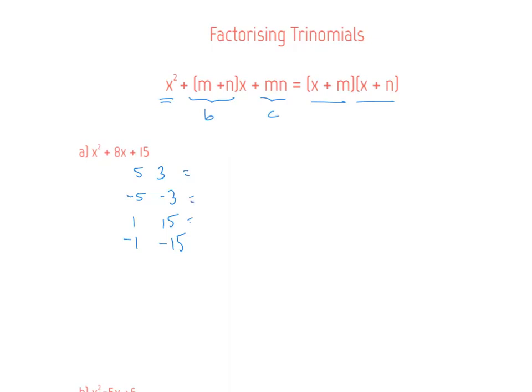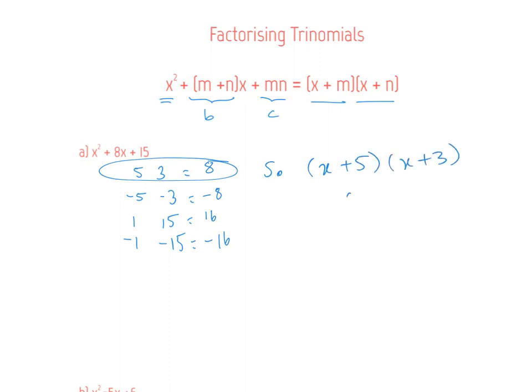Now let's see when I add these, which of these give me 8? 5 plus 3 gives me 8. Minus 5 plus minus 3 gives me minus 8. 1 and 15 gives me 16, and minus 1 and minus 15 give me minus 16. So the only possible solution is 5 and 3. I could rewrite this as x plus 5 and x plus 3, or x plus 3 times x plus 5. It doesn't matter because it's multiplication, so order doesn't matter. So this is my factorised form of x squared plus 8x plus 15.